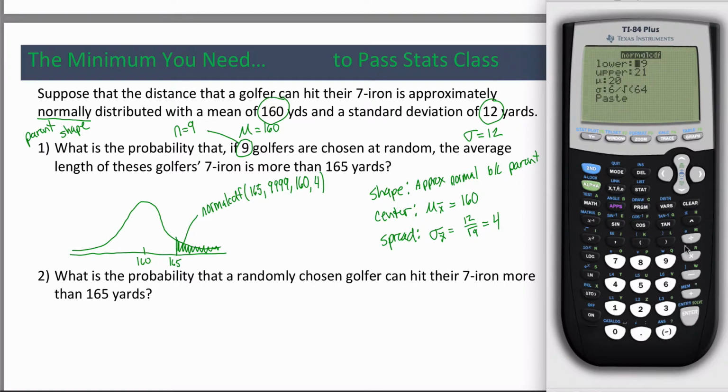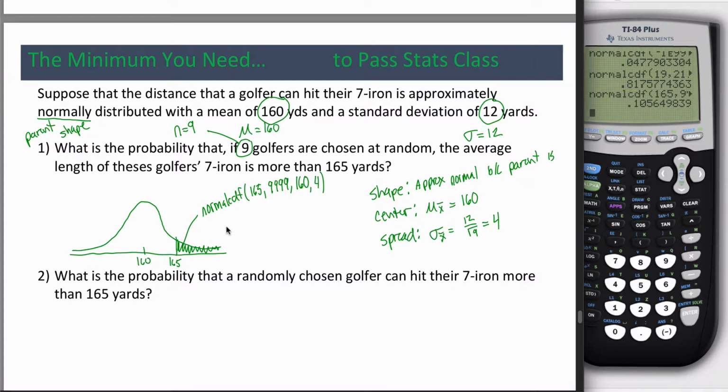We'll move on. normalCDF, lower bound 165. Upper bound, any arbitrarily large number will do. Doesn't matter if it's the exact same as that, just put in a big number. 160 and then 4. Hit enter, twice actually. And it tells me about 10%. 10.56% if you want to format it as a percentage and round to 2 decimal places.